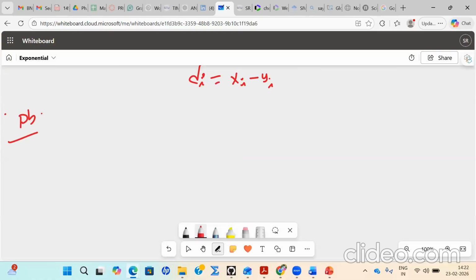Write down the problem. I'll give you a simple problem. The toughest problem I'll give you for homework. Rank correlation. They have given ranks here.